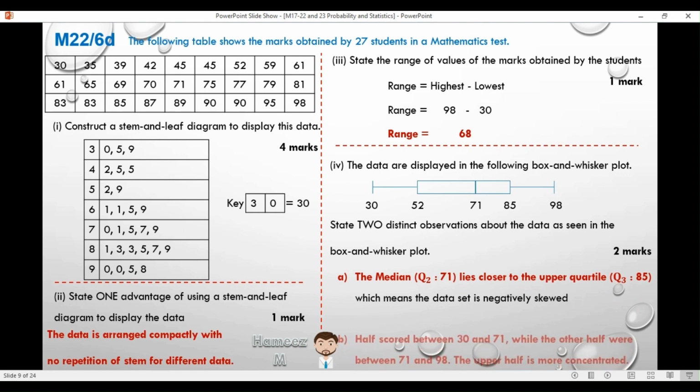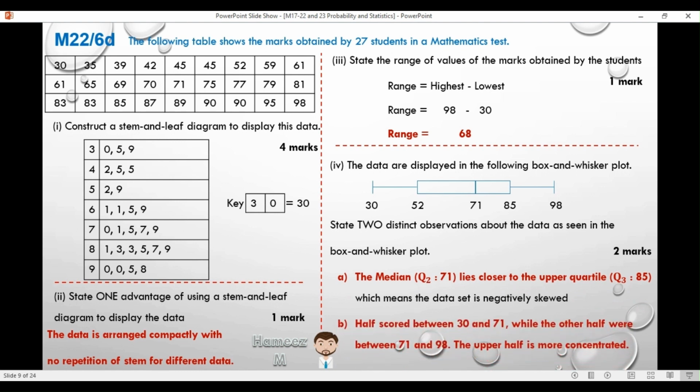Another observation we can say is that if we look at the values of the 27 students, half of the students scored from 30 to 71, a large range, and the other half scored from 71 to 98, because we can tell where the median is. So it shows that in the lower half, there's a much greater spread, and the upper half is more concentrated.